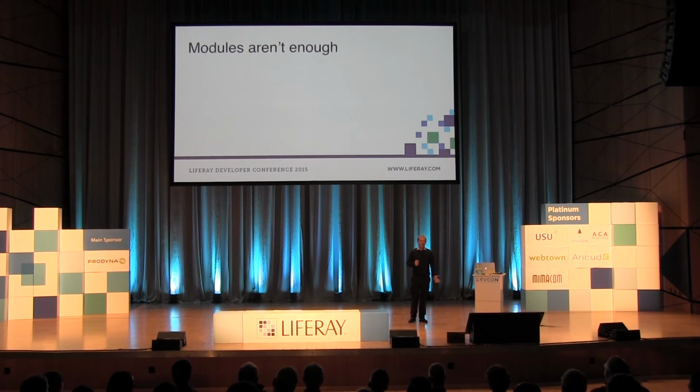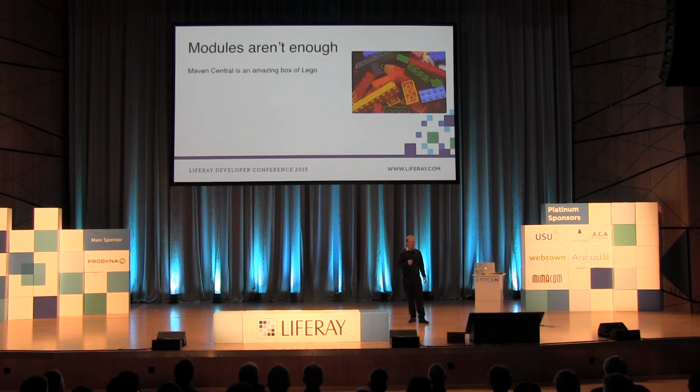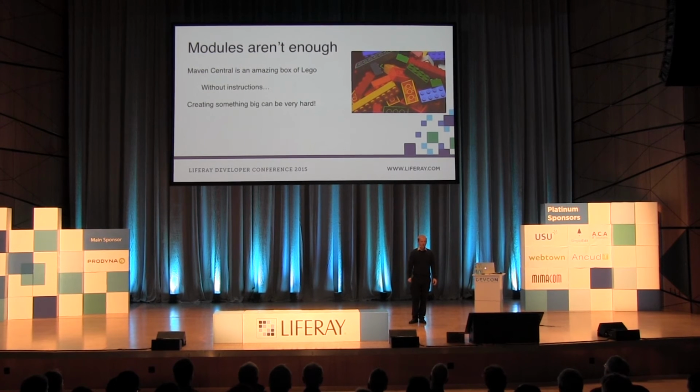So as we've learned, modules aren't enough. Lego gives us this great opportunity to build stuff, but without instructions, it's really hard. And it turns out that Maven Central is this amazing box of Lego, but it doesn't have any instructions at all. So you go and you look, and it's like, great, how do I build something? And it's really hard. It takes a huge amount of a priori knowledge. So building anything big is hard or even impossible.